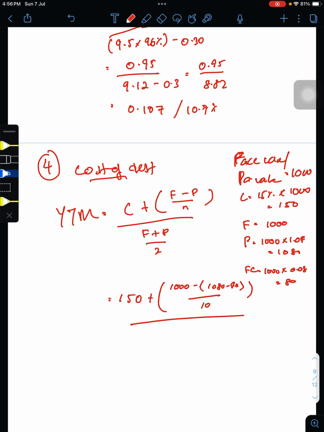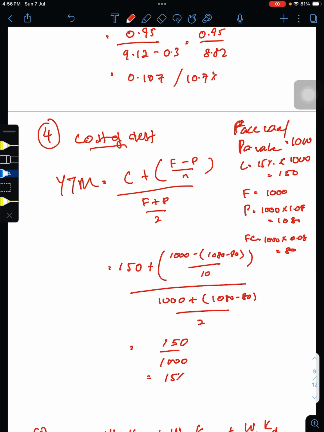So divided by 10, F plus P over 2. F here is similar, 1000. But remember, plus P, where P is your price, but you have to minus your flotation costs. Then you divide by 2. So basically here, 1080 minus 80 is 1000, 1000 minus 1000 is 0. So here becomes 150 only. Here, 1080 minus 80 is 1000, so 1000 plus 1000, 2000 divided by 2 will become 1000. So in this case your cost of debt will be 15%.